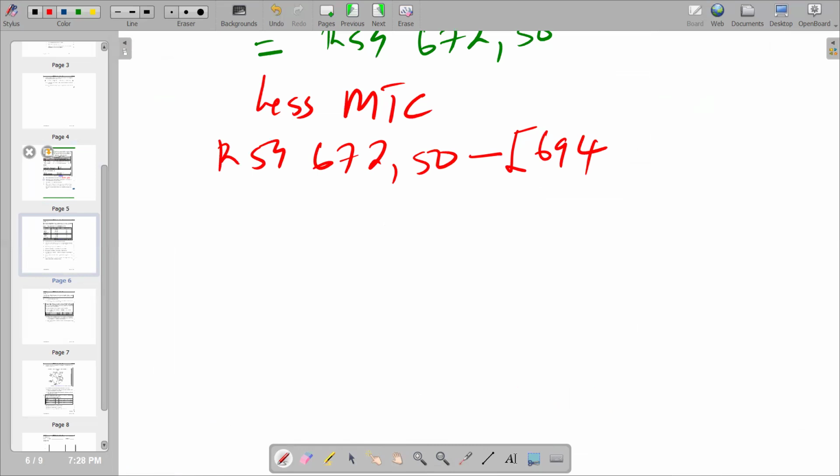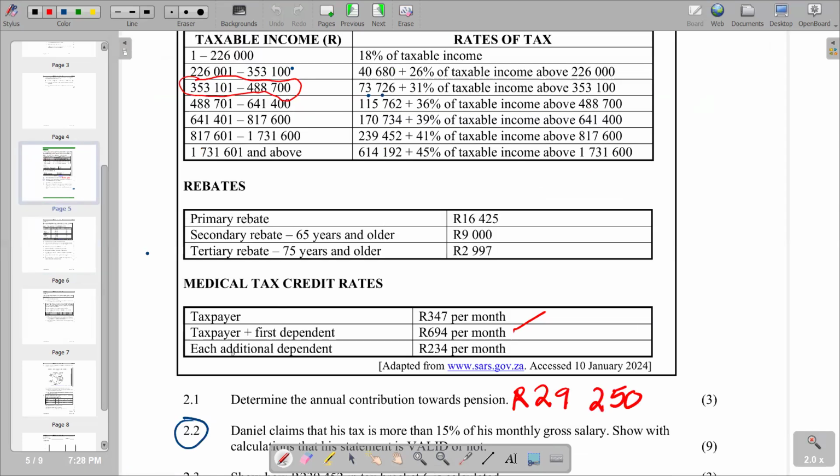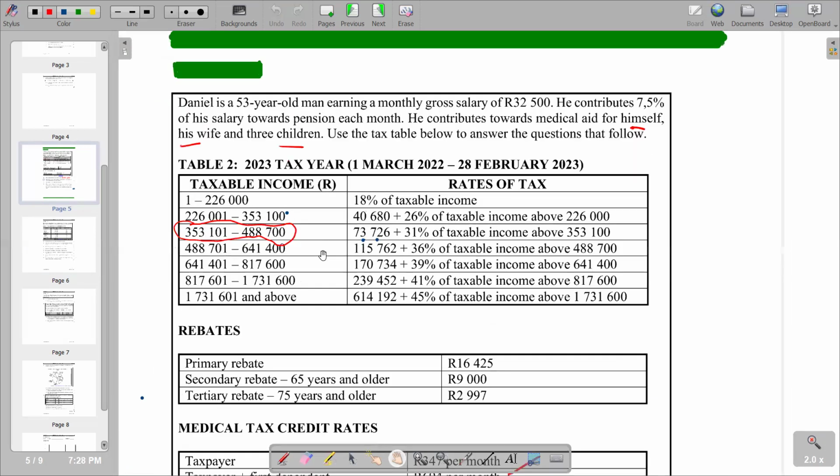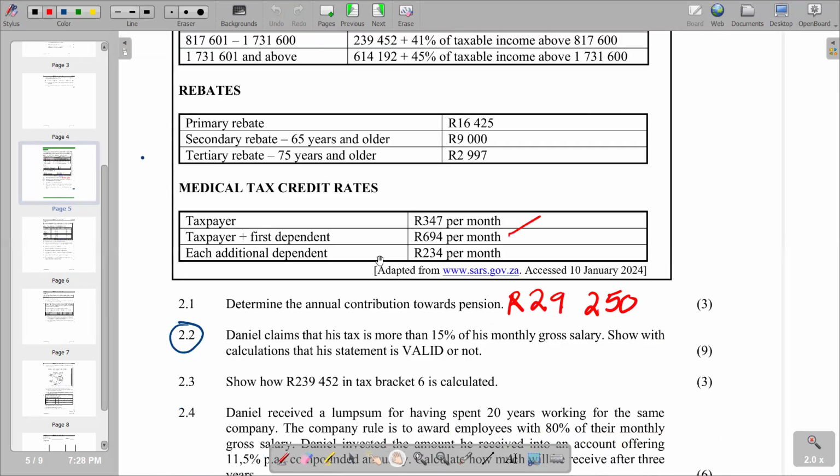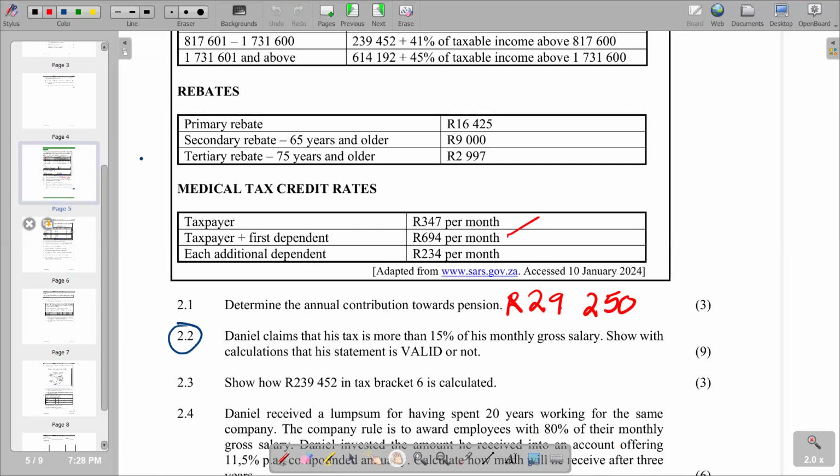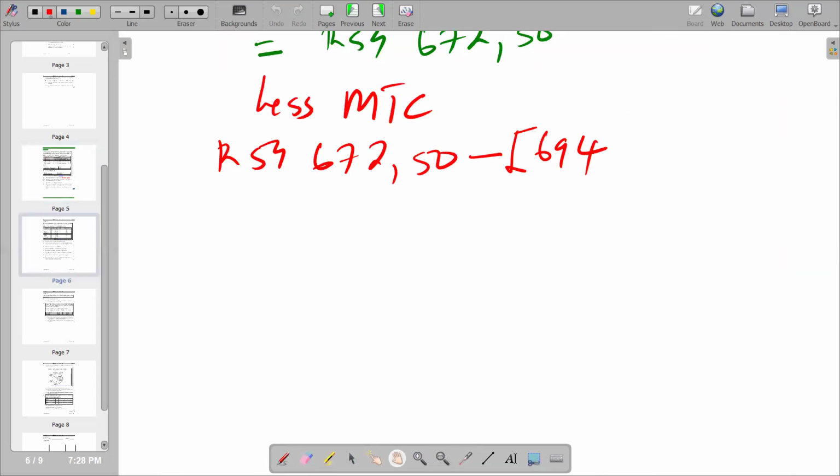And then I'll go back, and say now after that, each additional 234 per month, of which there are 3 children. So we're going to add 3 children, each is 234. So we come here, we add 234 plus 234, and then also add 234. So basically, that's what we have.